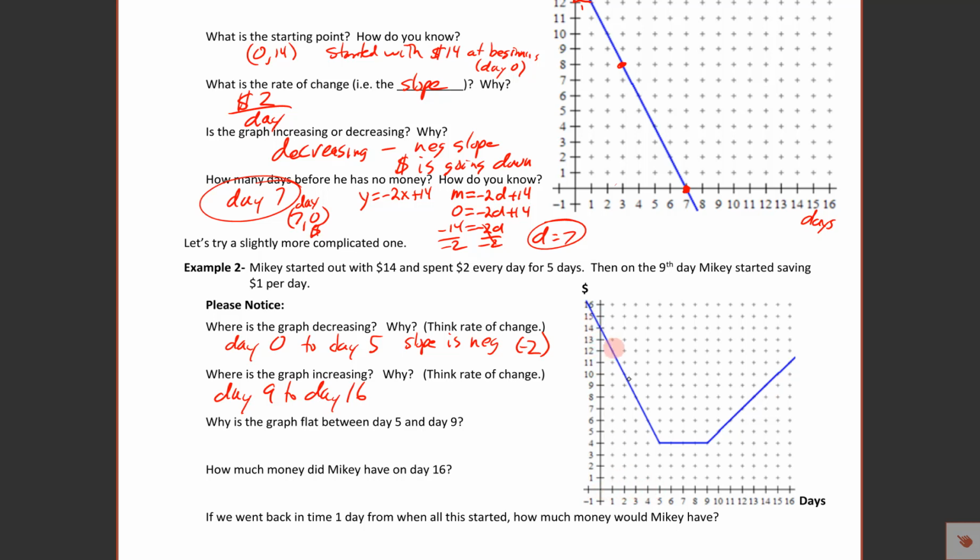Okay, we don't need to say what it went from. We don't need to say it went from 14 down to, what does that look like, about 4. And we don't need to say it went from 4 up to maybe 11 or something like that. We just need to say what are the days on which it's increasing or decreasing. Okay, and why do we know that? Because the slope is positive, it's going up.